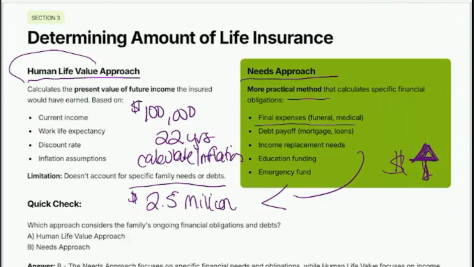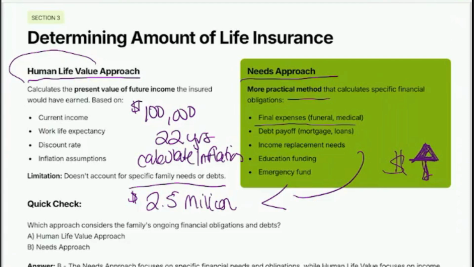And actually, if you go online, there are some free tools. Just type in life insurance calculator or life insurance needs calculator. And it's almost scary. The number's always really high, higher than you think.